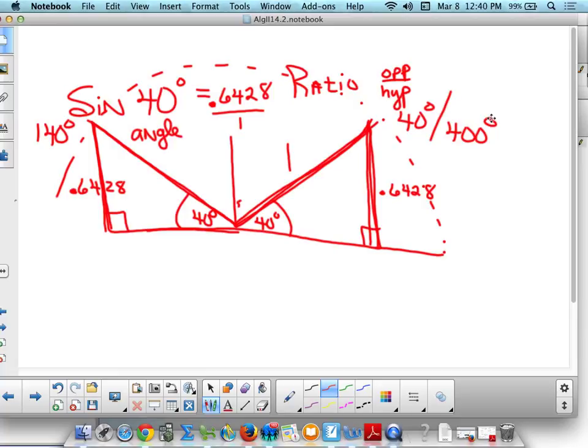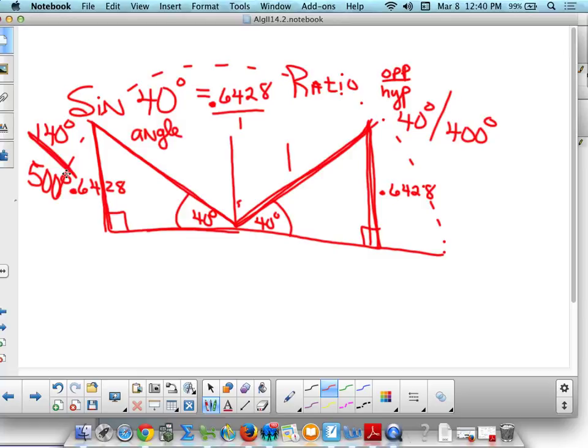760. This one would be 140. If you add another 360 to that, it'd be what? 500. Sine of 500, 0.6428. So how many answers are there? Infinitely many, because I can keep making circles. Yeah. So here's what happens. Here's what happens to inverse functions.